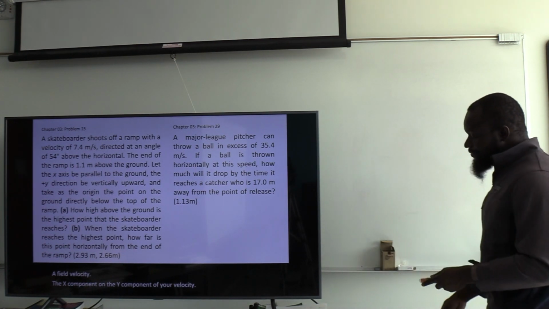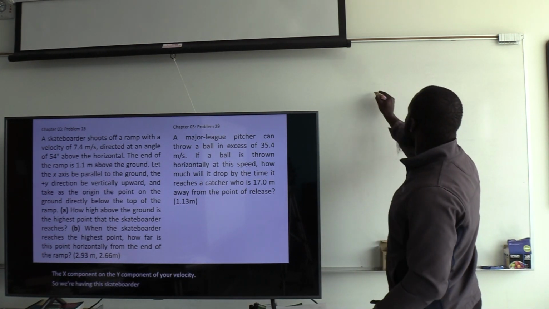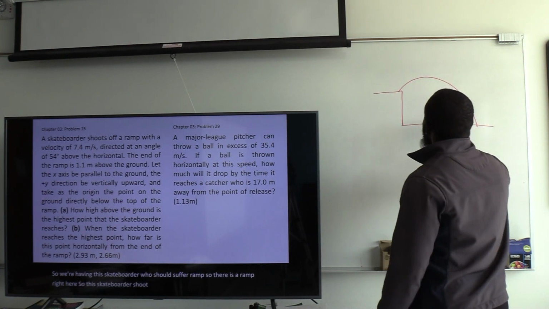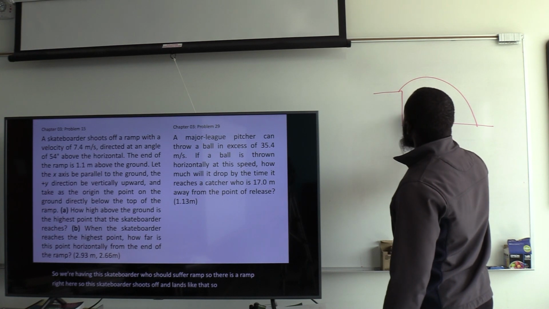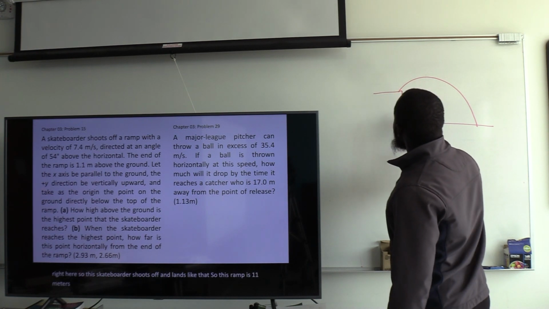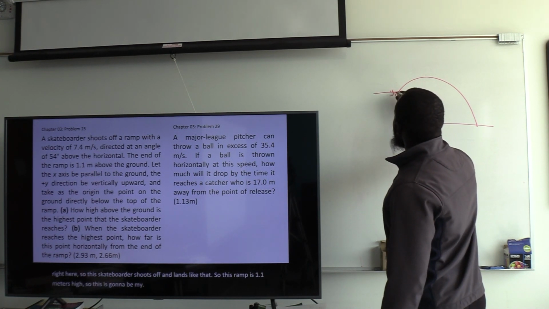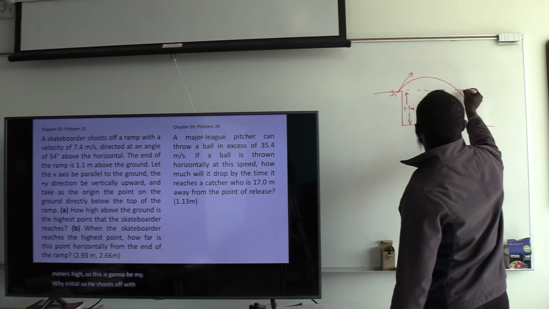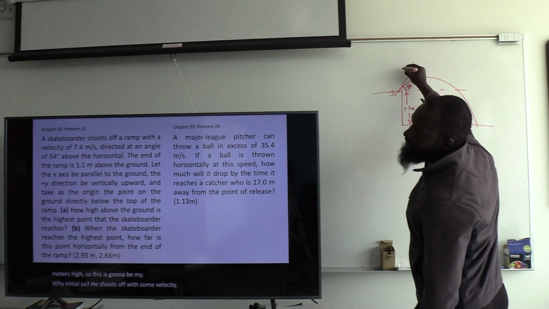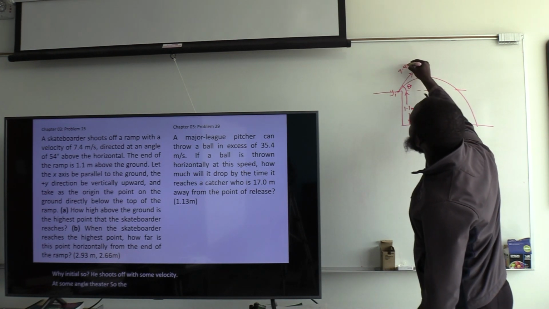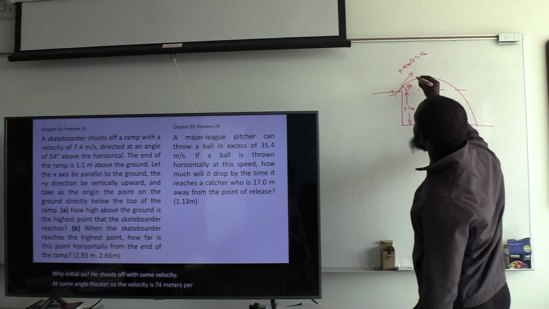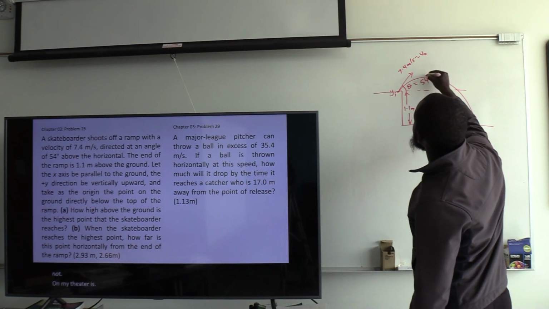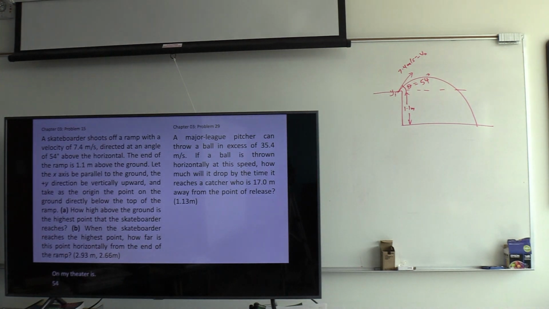So we have this skateboarder who shoots off a ramp. There is a ramp right here. This skateboarder shoots off and lands like that. This ramp is 1.1 meters high, so this is going to be my y initial. He shoots off with some velocity at some angle theta. The velocity is 7.5 meters per second, so this is my v naught, and my theta is 54 degrees. Okay.